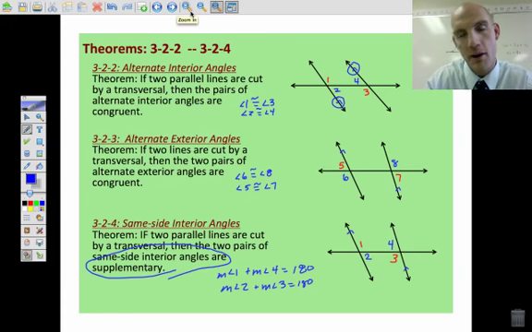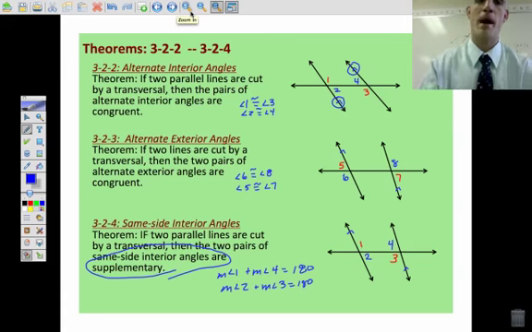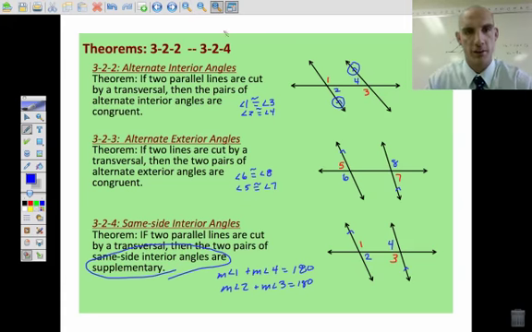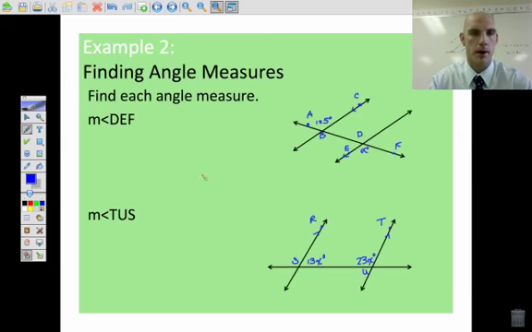A lot of this stuff comes up on standardized tests to get into college. So this is very important. I'm very passionate about these kinds of angles. So here we go. Let's solve a couple problems.